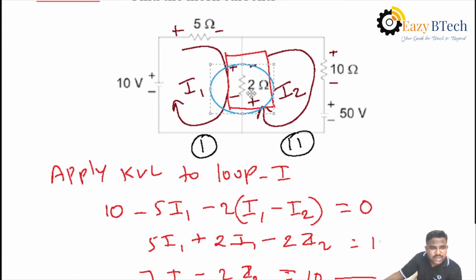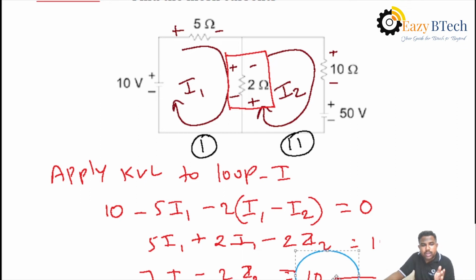Similarly, the 2 ohms belongs to the other loop also, the second loop. Then the other loop drop is 2 into I2. That's why here observe the current direction. Both are reverse. That's why you can take a negative value, that is minus 2 I2. That is equal to the source value.